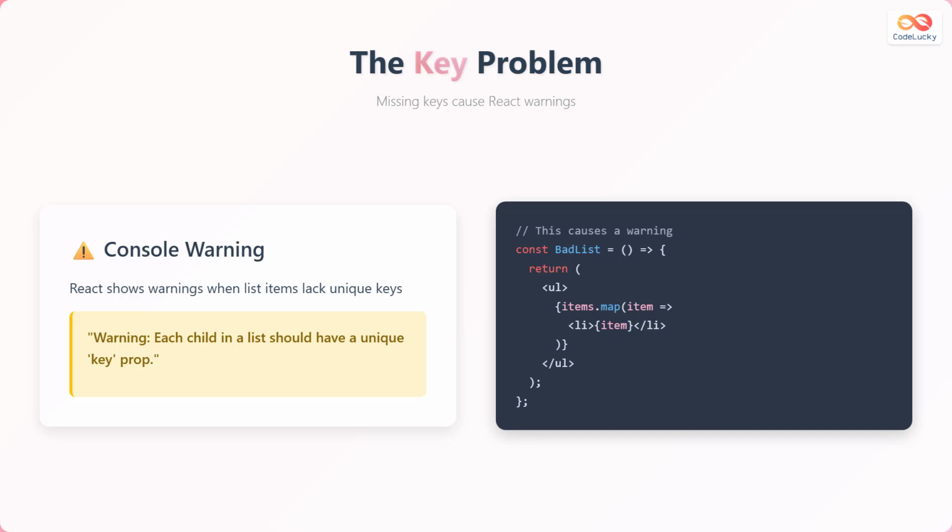Now let's talk about a common issue you might encounter when working with lists in React: the key problem. When rendering lists of components, React needs a way to identify each item uniquely. If you don't provide these unique identifiers, React will display a warning in the console. You will see a warning that says, "Each child in a list should have a unique key prop." The code on the right shows an example of a component called badList that renders a list of items without keys. This will trigger the warning in the console.